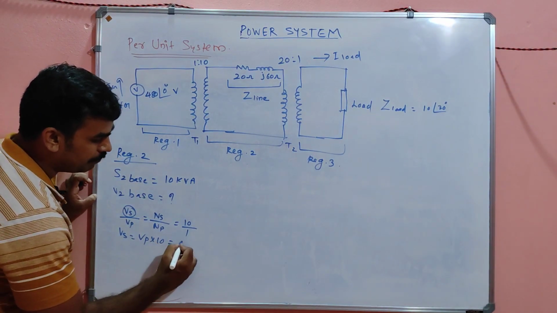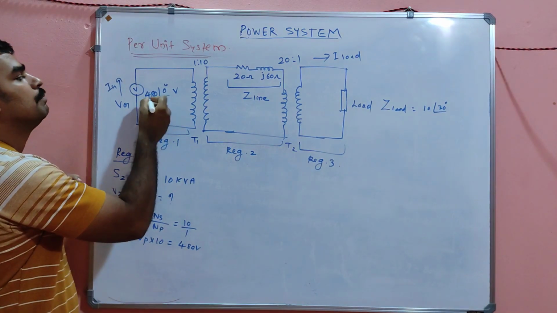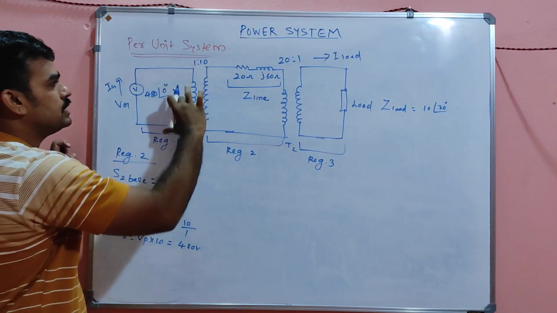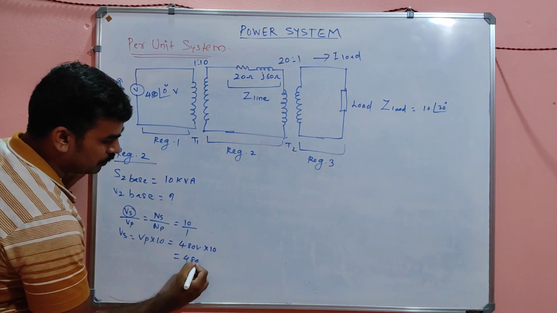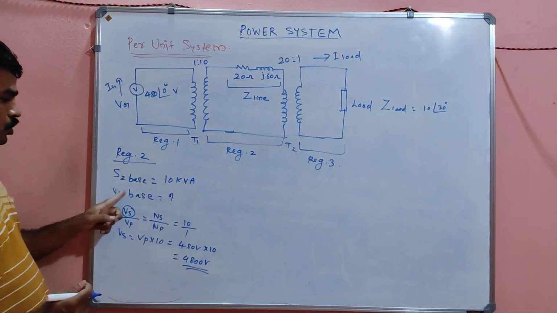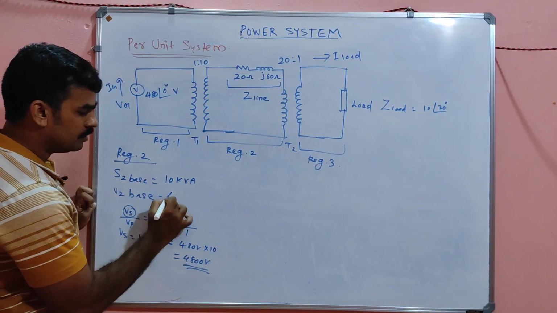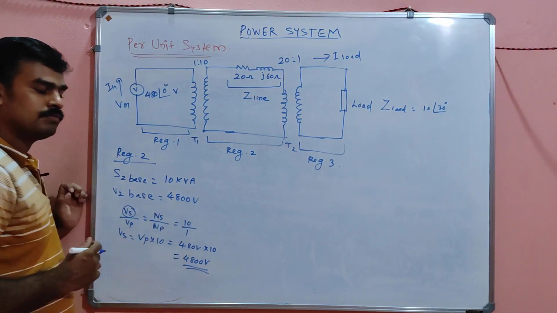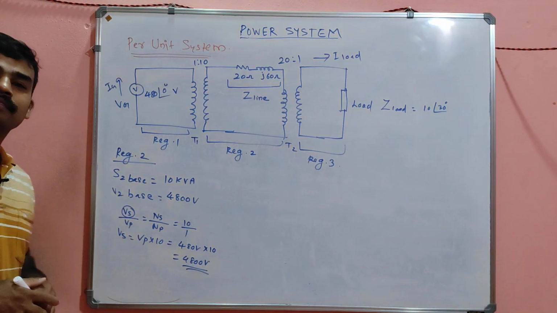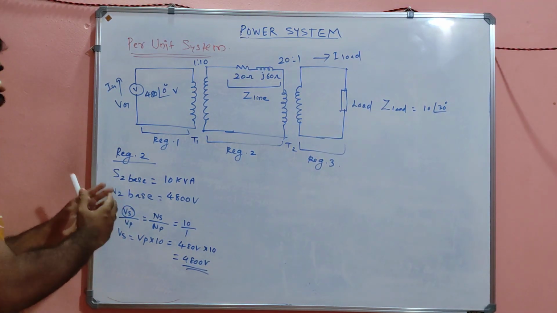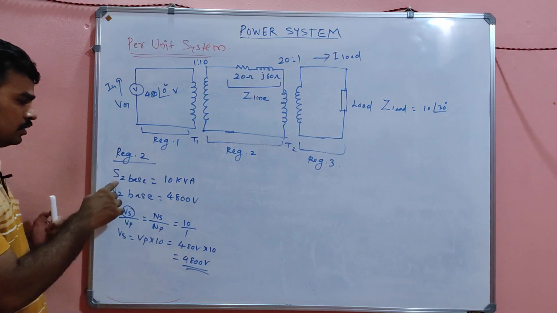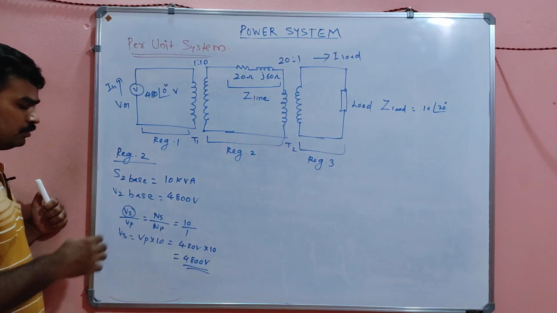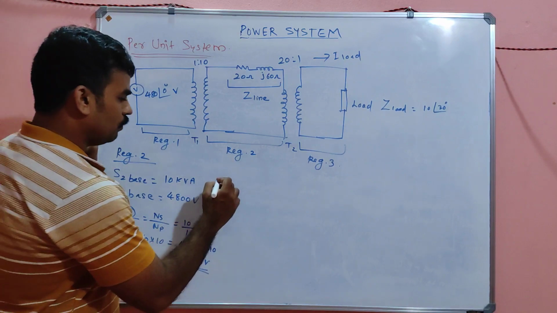What is the V primary? It's given that the primary voltage is 480 volt. So 480 volt into 10 is nothing but 4800 volt. So the V2 base is 4800 volt. Is it clear? So the voltage changes here. Next, you got S, you got V2, and what will be next?